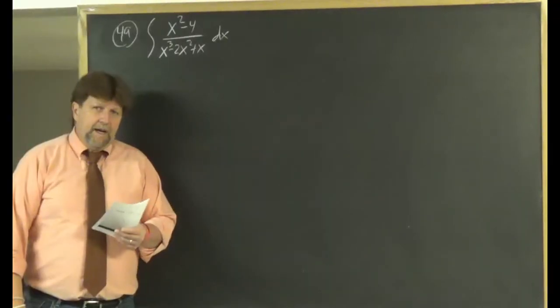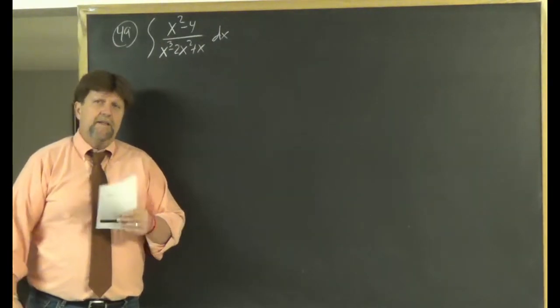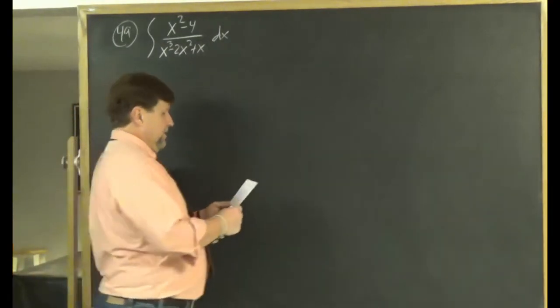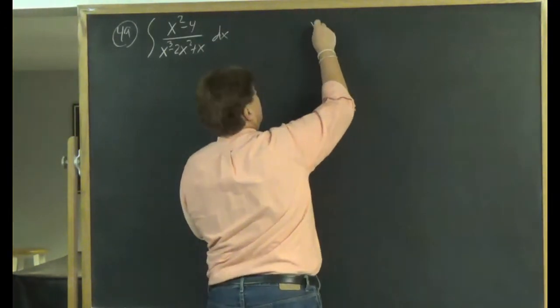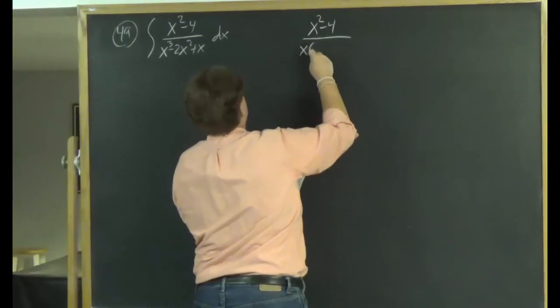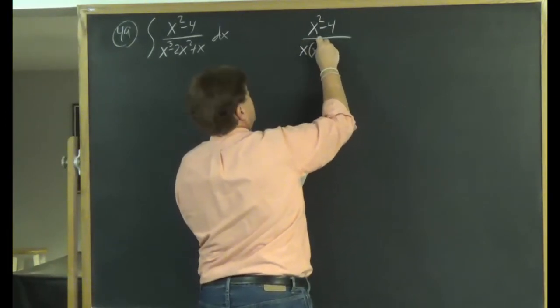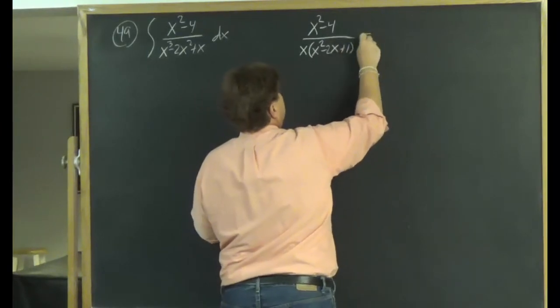All right, number 49, you were asked to integrate x squared minus 4 over x cubed minus 2x squared plus x. So let's get to it. I bring my integrand over here. I'm going to start factoring the denominator. I can take out an x. That leaves me with x squared minus 2x plus 1.